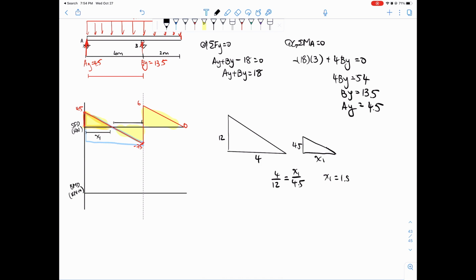equals 1.5 meters. Okay, so once we have that, you can simply write that down here, and x2, we'll call that x2, 4 minus 1.5, that equals 2.5 meters. All right, and this is just 2 meters. Okay, so with that in mind, it's actually quite simple to solve.